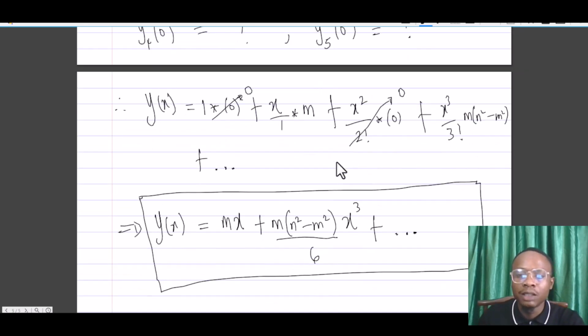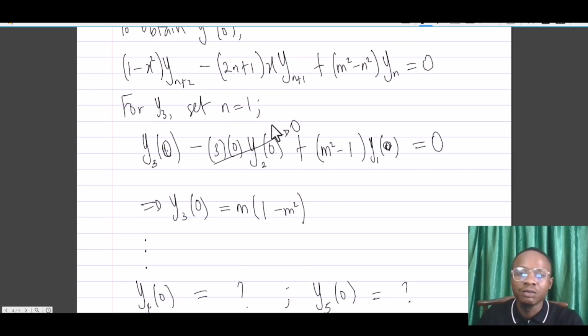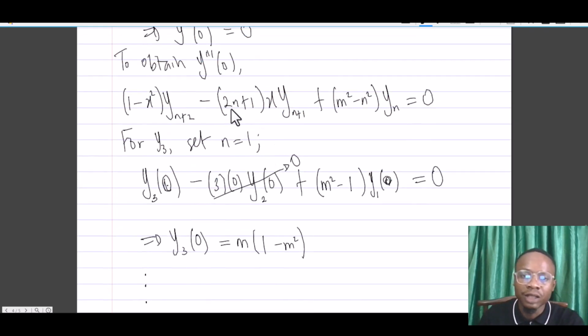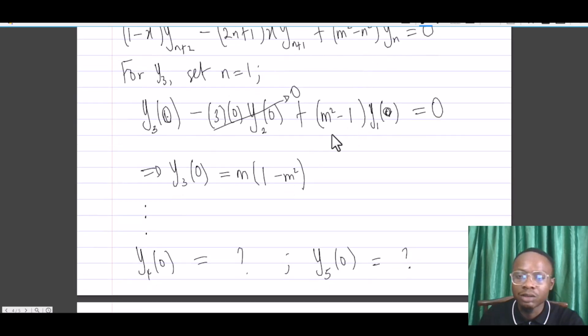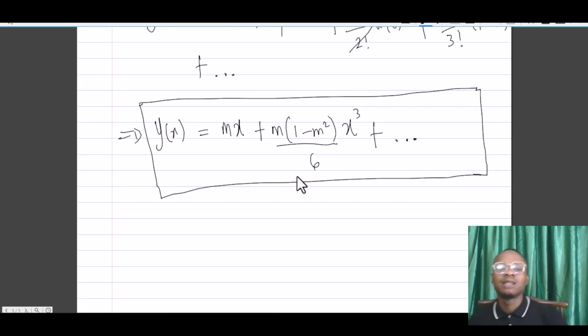So at the end of the day, this should be 1, just 1 right here, and this should be 1 minus m squared. Yeah, so that is that. Subsequent ones also, just like we substituted for the others here, we substituted for n equal to 1 here, so we ought to have substituted for n equal to 1 here as well. So it didn't have to carry n. There was no need for that. All right, so that is that about that.